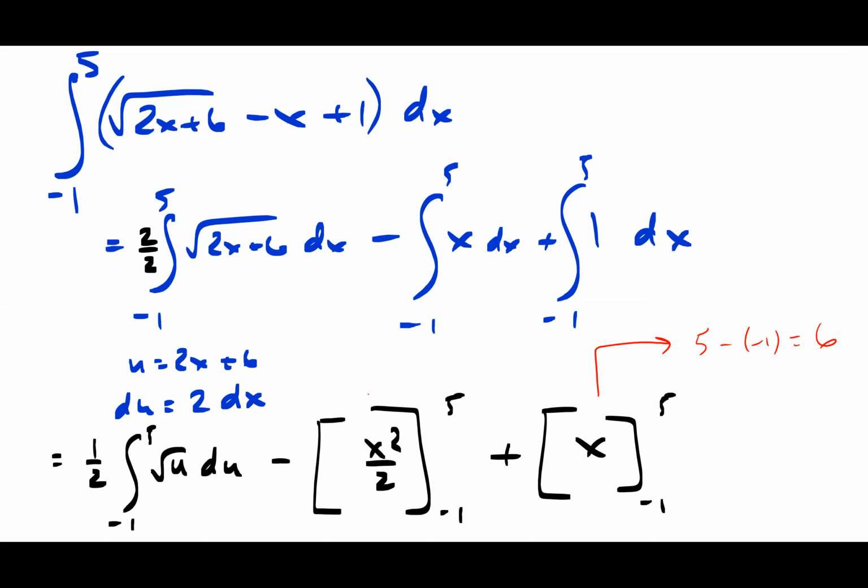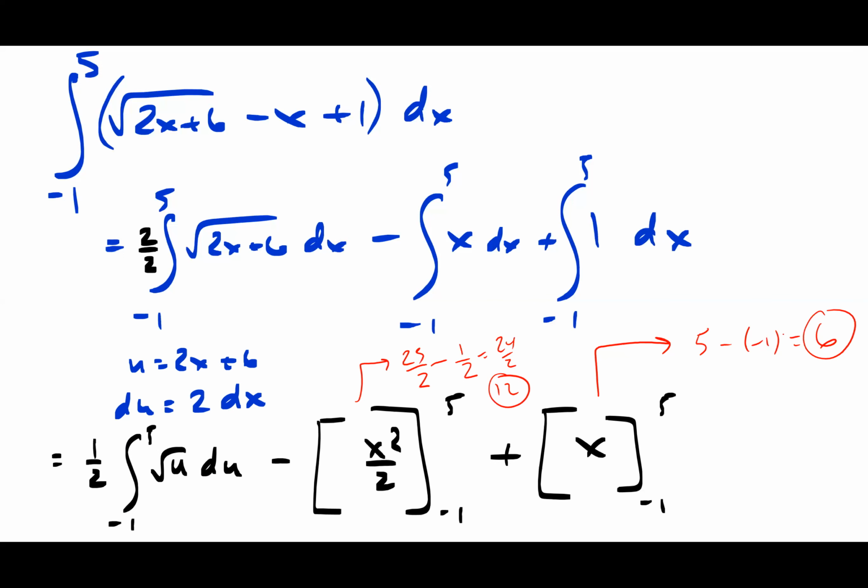Can we do this one as well, so we don't have to do it later? 5 plugged in: 25 over 2 minus 1/2, minus, that's going to be now a positive 1/2. Is that right? That's gonna be 24 over 2, which is 12. Okay, so I got 12 for this. I got 6 for that. Now it's just a matter of doing that one right there.